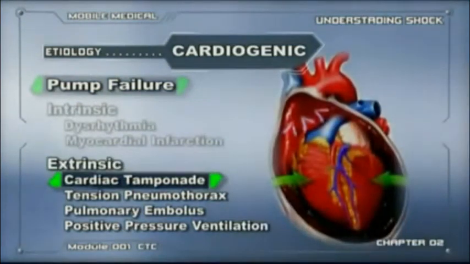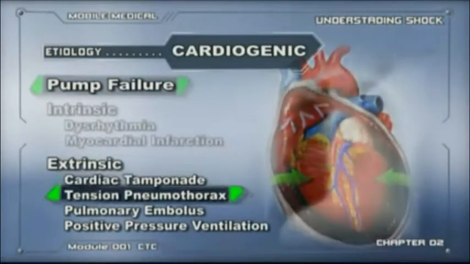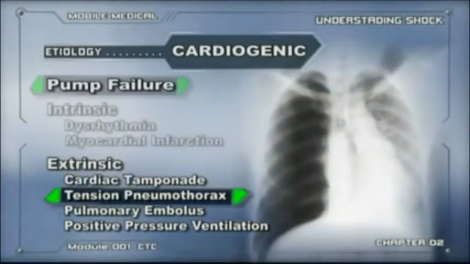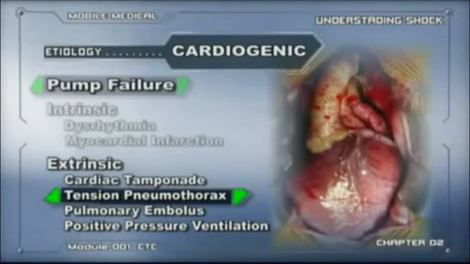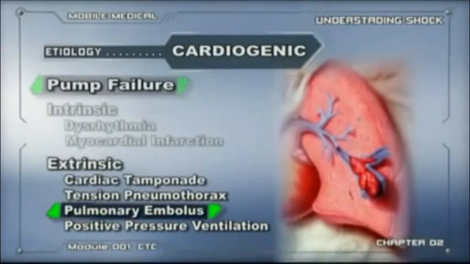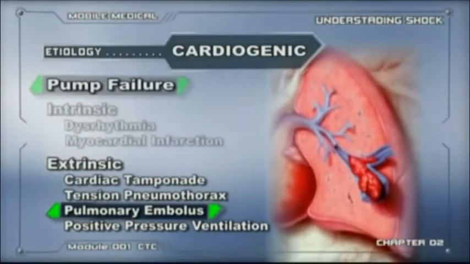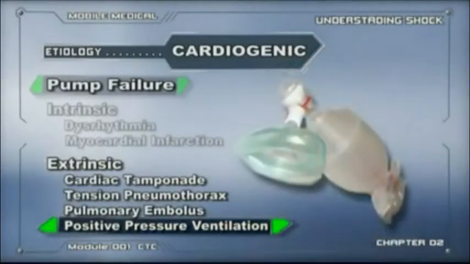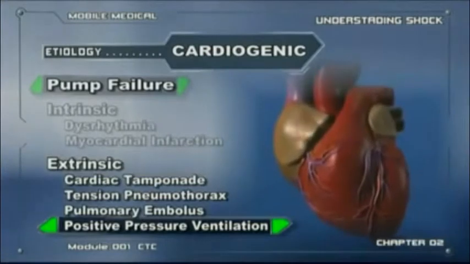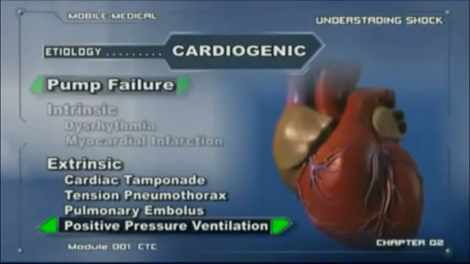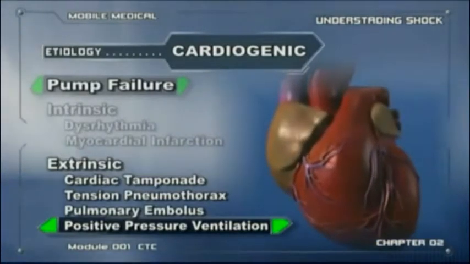Cardiac tamponade prevents adequate filling, as does tension pneumothorax. Tension pneumothorax can also cause kinking of the vena cava from mediastinal shift. Massive pulmonary embolus obstructs the cardiac outflow. Higher pressures and positive pressure ventilation can also diminish cardiac preload, causing diminished output and, if unrecognized, eventually shock.